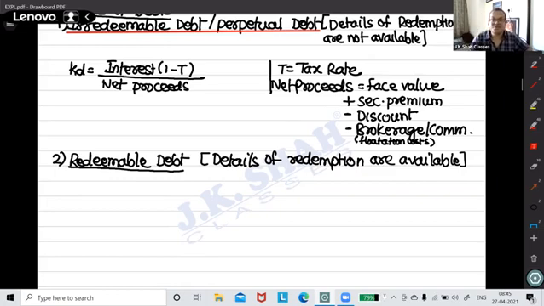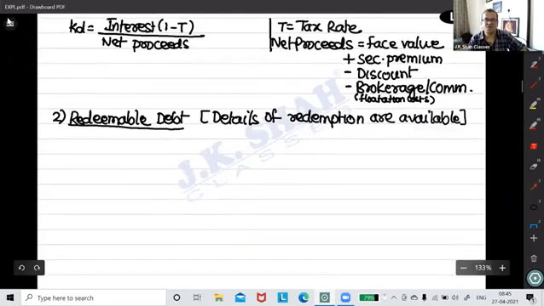Just giving you the thought process behind it. Both thought processes are important to understand: irredeemable one and redeemable one. Irredeemable is where details of redemption are not known, and redeemable is where details of redemption are known. With the example that I gave you, you can always correlate. Fine, so let's go ahead with it.